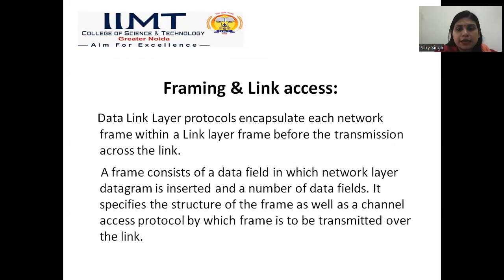First is framing and link access. In framing and link access, the data link layer protocol encapsulates each network datagram within a link layer frame before transmission across the link. A frame consists of a data field in which the network layer datagram is inserted, and a number of header fields. It specifies the structure of the frame as well as the channel access protocol by which the frame is transmitted over the link.